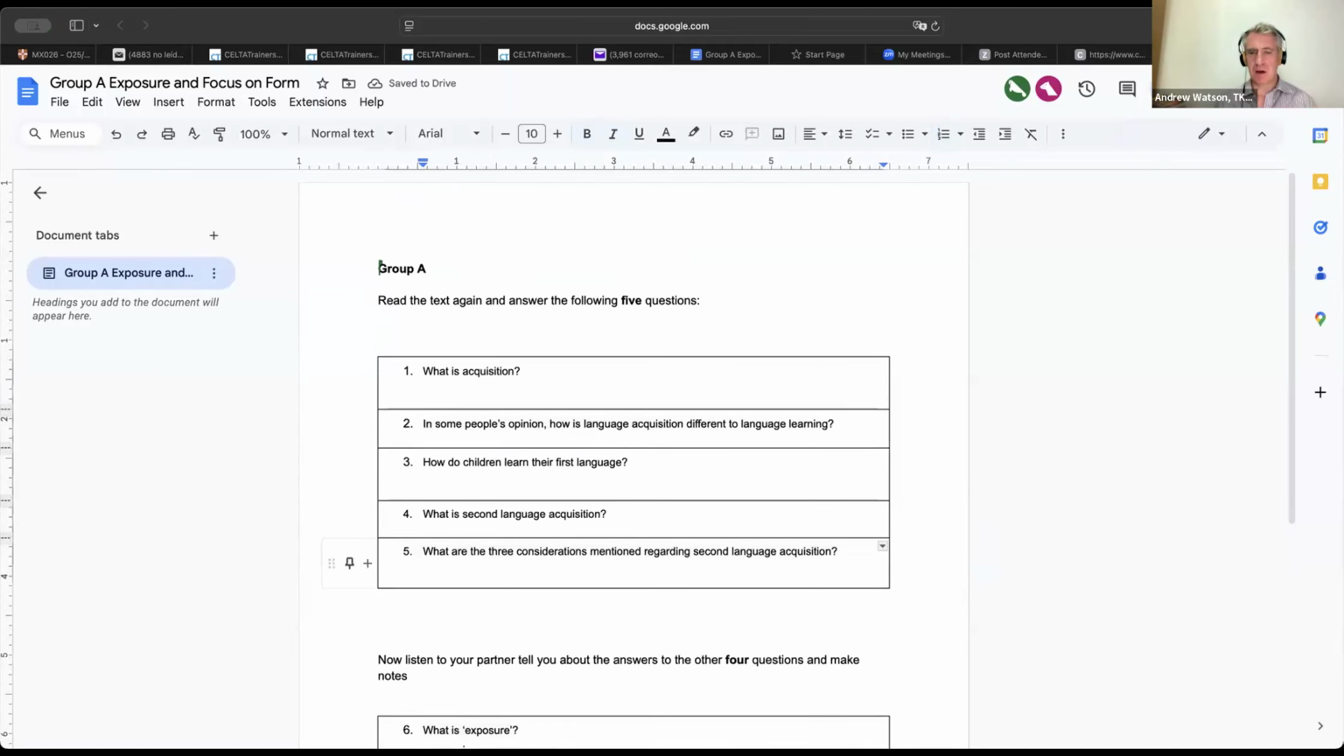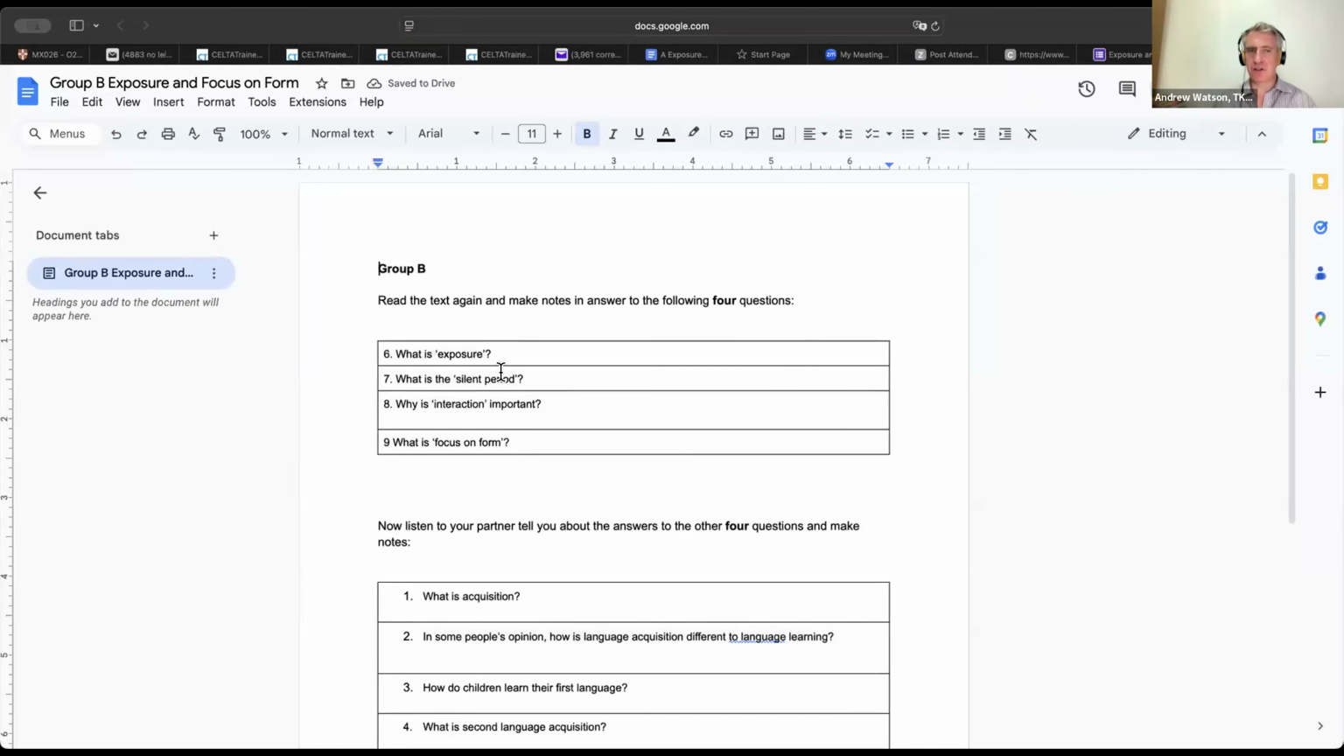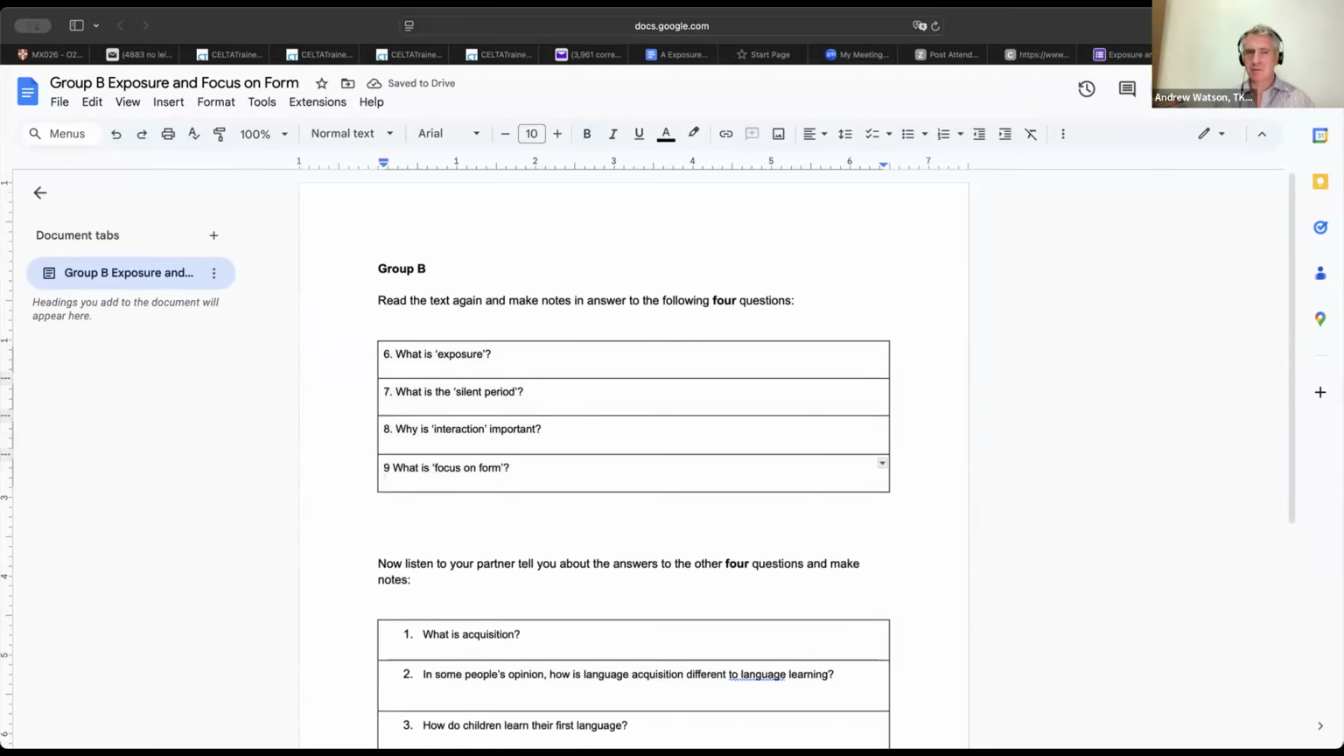Now, the other group is going to do a different set of questions. That's going to be Axel, Marlene, Vitor, and Xochitl. Can those people please click on the link? Thank you. You're going to answer these 4 questions. What is exposure? What is the silent period? Why is interaction important? What is focus on form? 5 minutes maximum. Try and answer those questions.